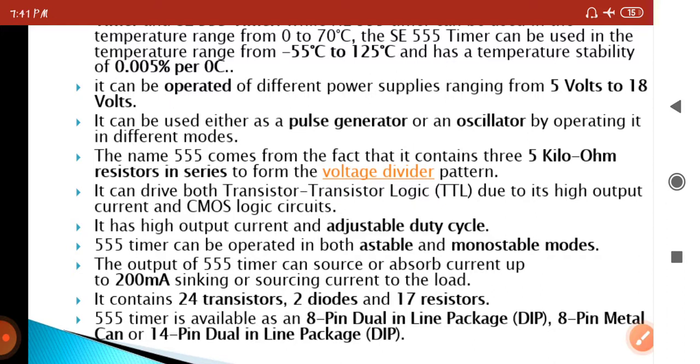It contains 24 transistors, 2 diodes and 17 resistors. The 555 timer is available as an 8-pin dual inline package, an 8-pin metal can, or a 14-pin dual inline package. These are made by semiconductor device manufacturers.